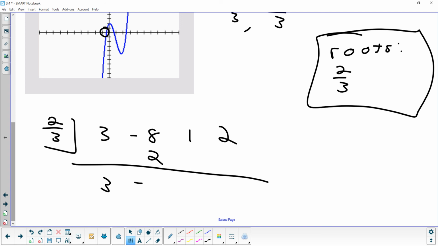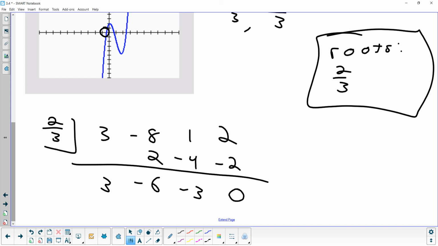Negative 8 plus 2 is negative 6. Somebody else tell me, what is 2/3 of negative 6? Yep. Negative 4. Add it to 1, we get negative 3. What's 2/3 times negative 3? Yeah. Negative 2.